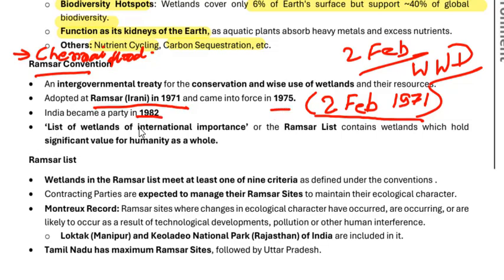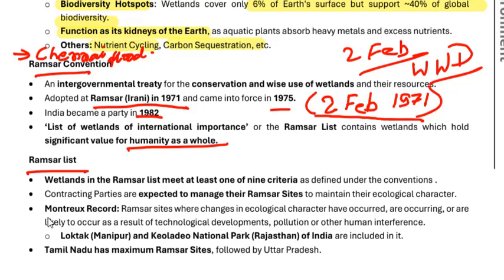The list of wetlands of international importance, or the Ramsar list, contains wetlands which hold significant value for humanity as a whole. Wetlands in the Ramsar list meet at least one of the 9 criteria as earlier mentioned. Contracting parties are expected to manage their Ramsar sites to maintain their ecological character.